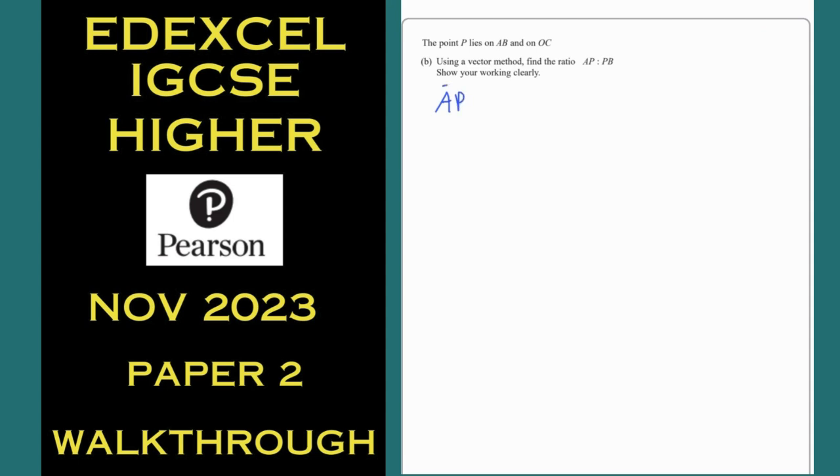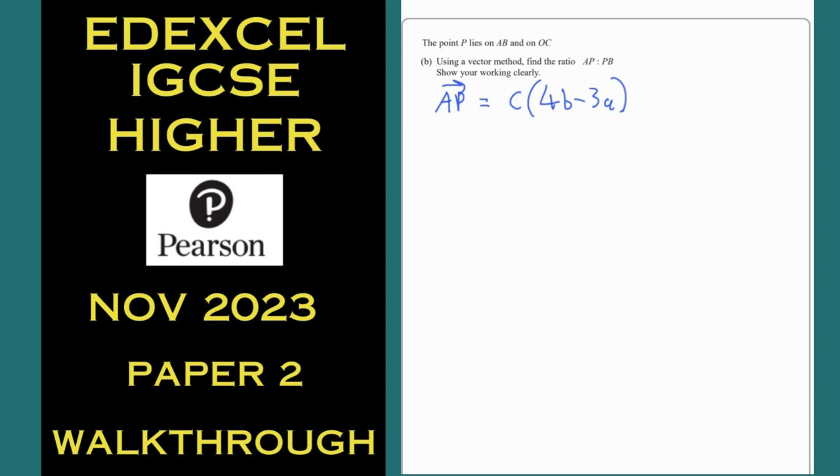How do I travel from A to P? A to P is a multiple. It's probably going to be a fraction, but it's a multiple of 4b minus 3a. In other words, it's a multiple of part double I that they've just got you to get. It's a multiple of AB, or it's a fraction of AB, depending on how you want to write it.